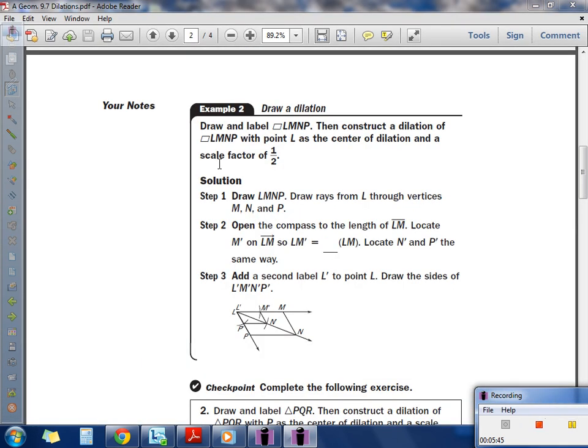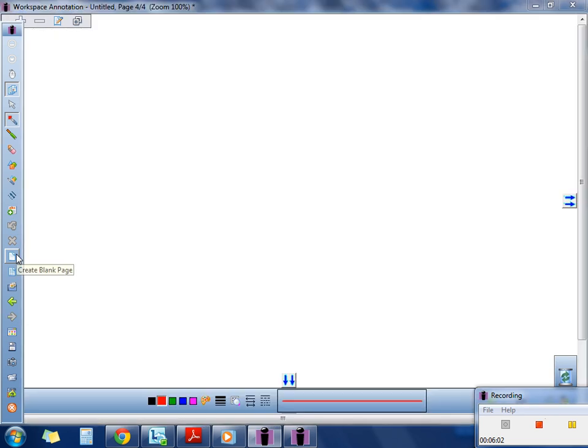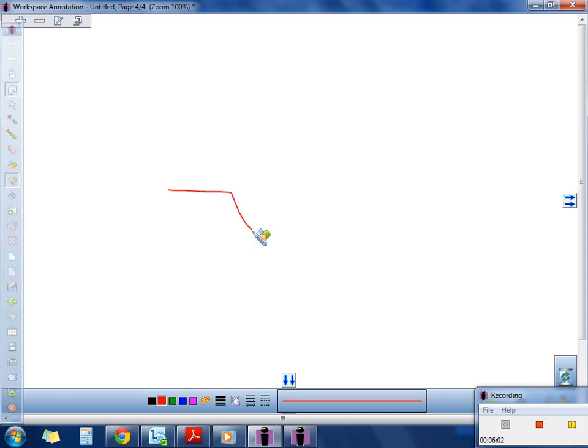Up next, we're going to do this problem. It says, draw and label parallelogram LMNP, then construct a dilation with the scale factor of 1/2. The other key thing you have to remember is they want you to use that point L as the center of dilation. So I'm going to bring up a blank page and show you this process. So if you have this shape, is it drawn like that kind of? That's not very good. Let's try that again. I'll make it prettier.